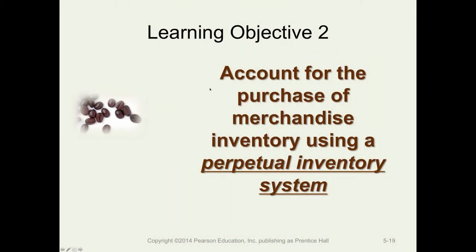Continuing with Chapter 5, we're going to go into the second module of Learning Objective 2. Here we want to look at the accounting for the purchases of merchandise under a perpetual inventory system. We'll also take this module and use it to explain the different types of inventory systems.